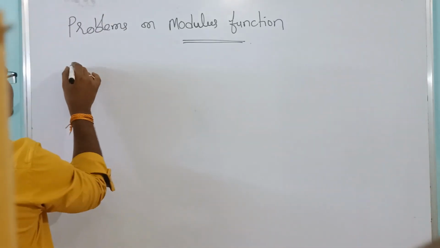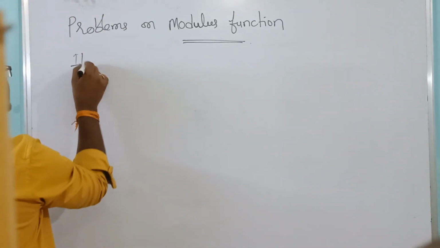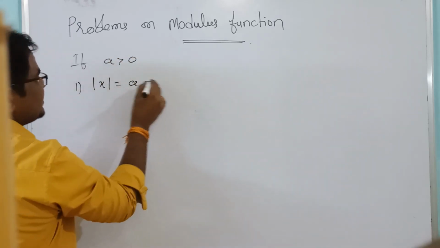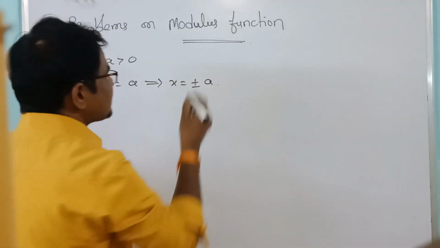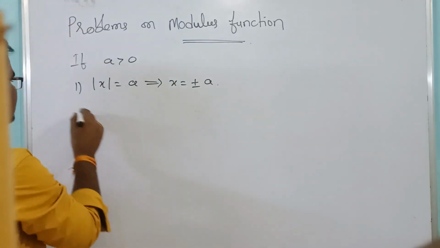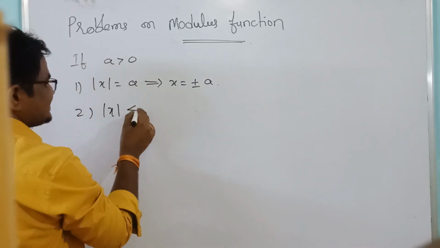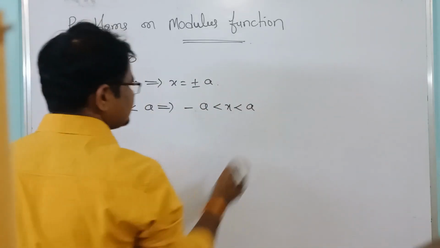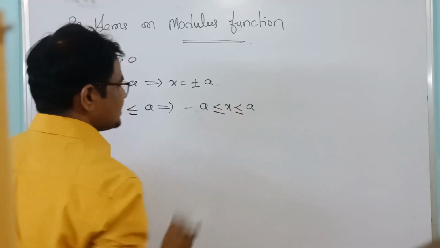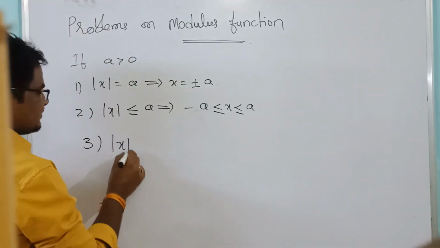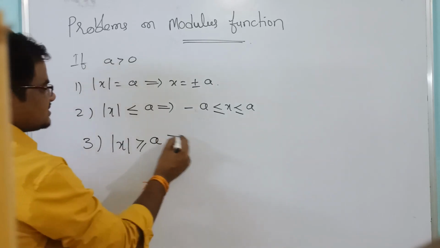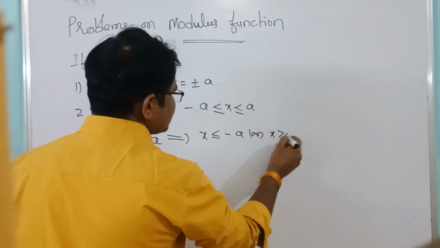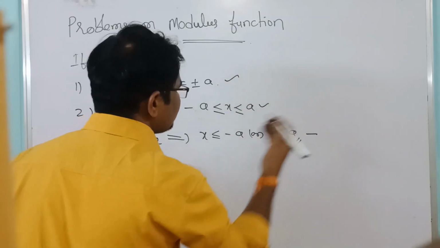In the last class we discussed, if a is greater than 0, modulus of x equal to a means x equals plus or minus a. The second one is modulus of x less than a means minus a less than x less than a, or with less than or equal to, the same holds. Modulus of x greater than or equal to a means x is less than or equal to minus a, and x is greater than or equal to a. These three are important ones.